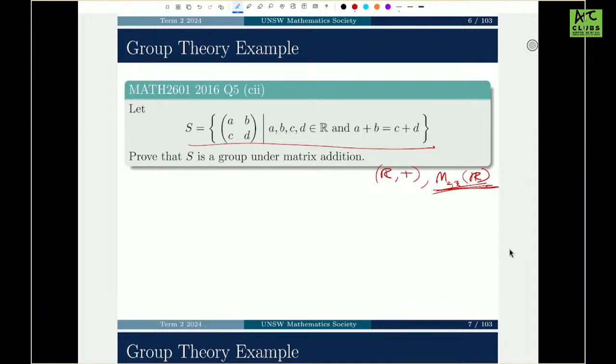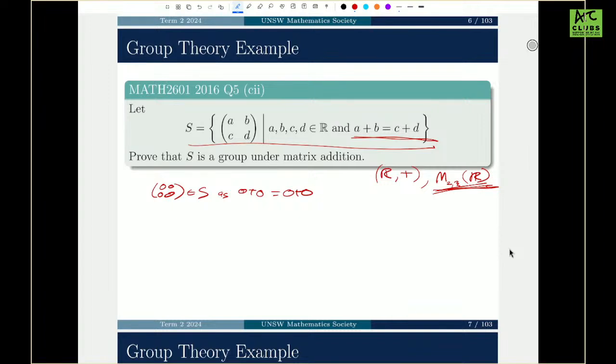Okay, actually I'll start with identity. The zero matrix, 0, 0, 0, is in S. That's because it follows this 0 plus 0 equals 0 plus 0. So there's our identity. Now we'll look at closure under addition.